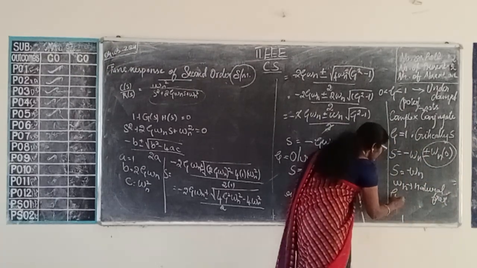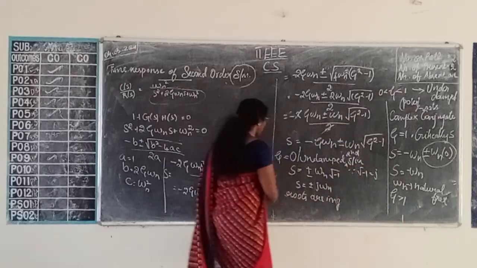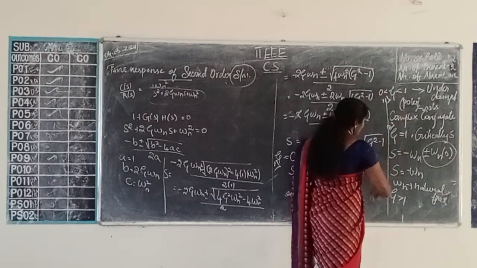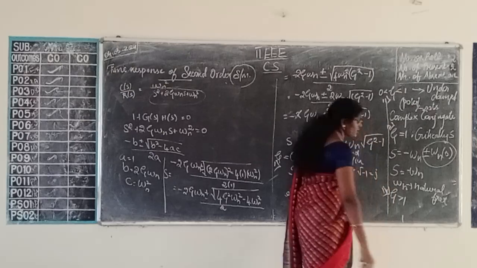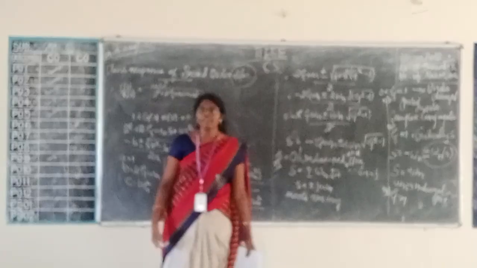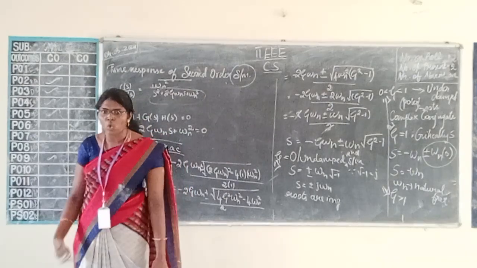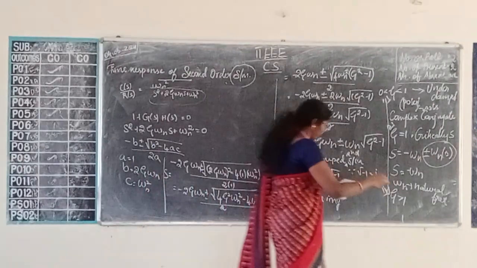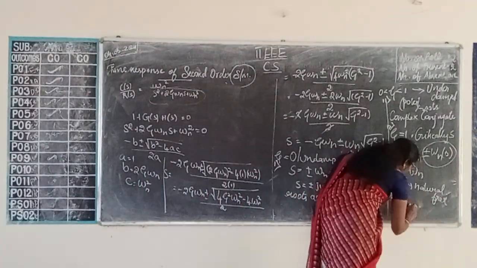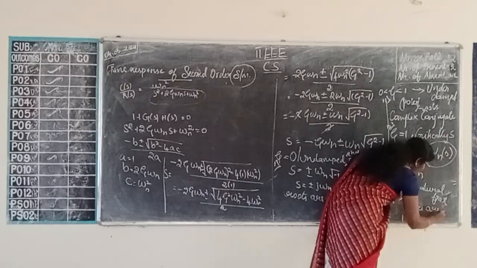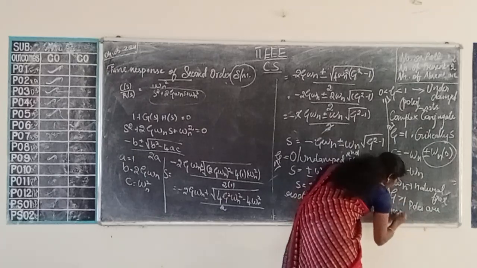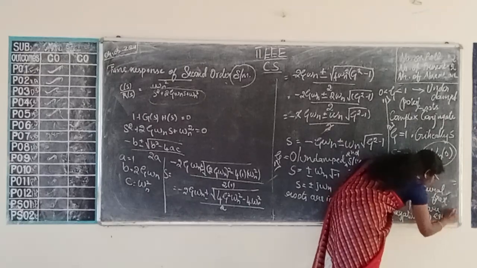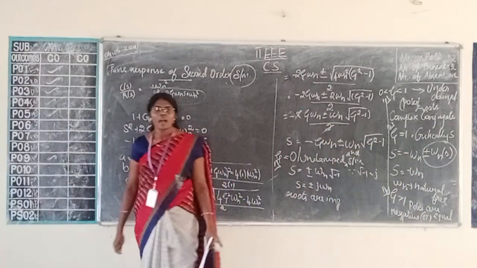And next, when zeta is greater than 1. So you can number the cases: this is the first case, this is the second case, this is the third case, and zeta greater than 1 is the fourth case. If it is greater than 1, we also can't predict the value of zeta; it may be 2 or multiple numbers greater than 1. So we can finally conclude that the roots are negative and unequal. Poles are negative and unequal.